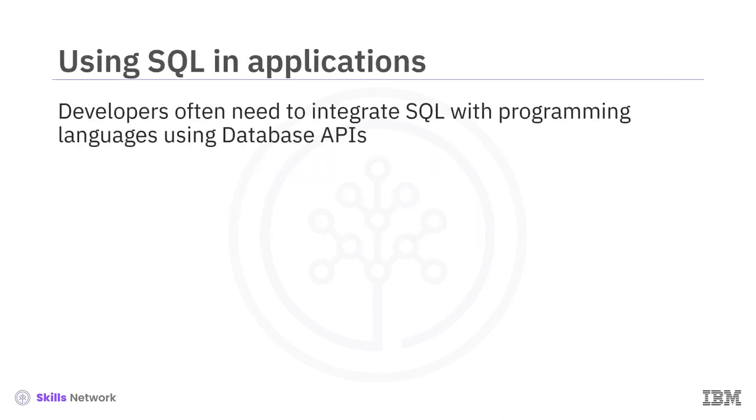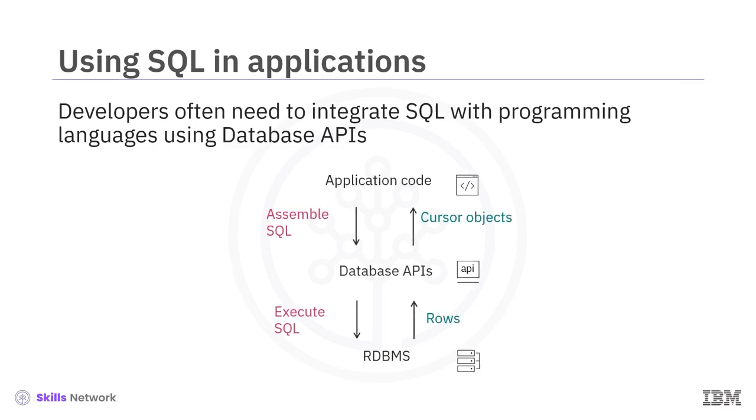Software developers often use a database as the main data repository for their application, so they need to integrate SQL into their application code. SQL statements must be assembled in application code and executed in the database system using database APIs. The retrieved database rows are returned to an application code as cursor, a special control data structure for iterating over rows in a database.